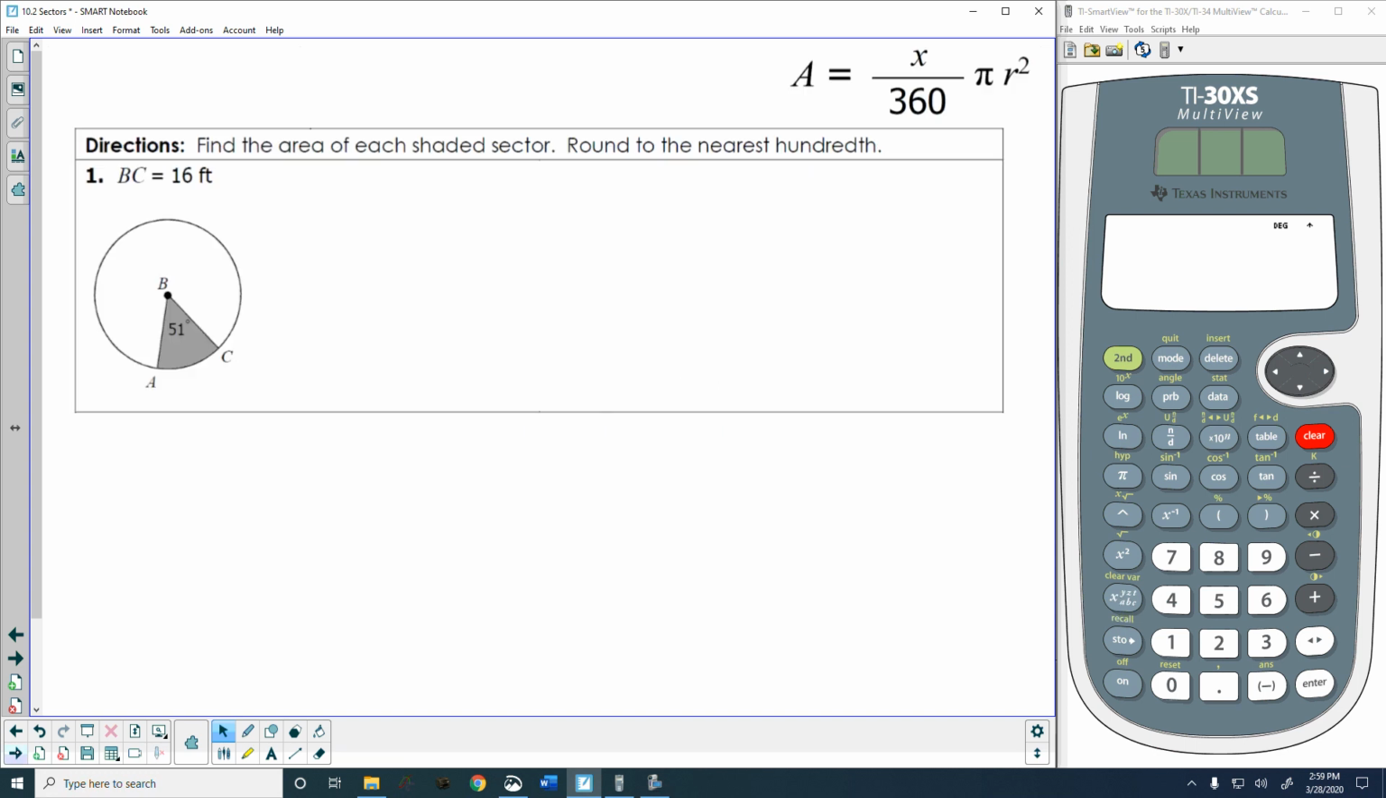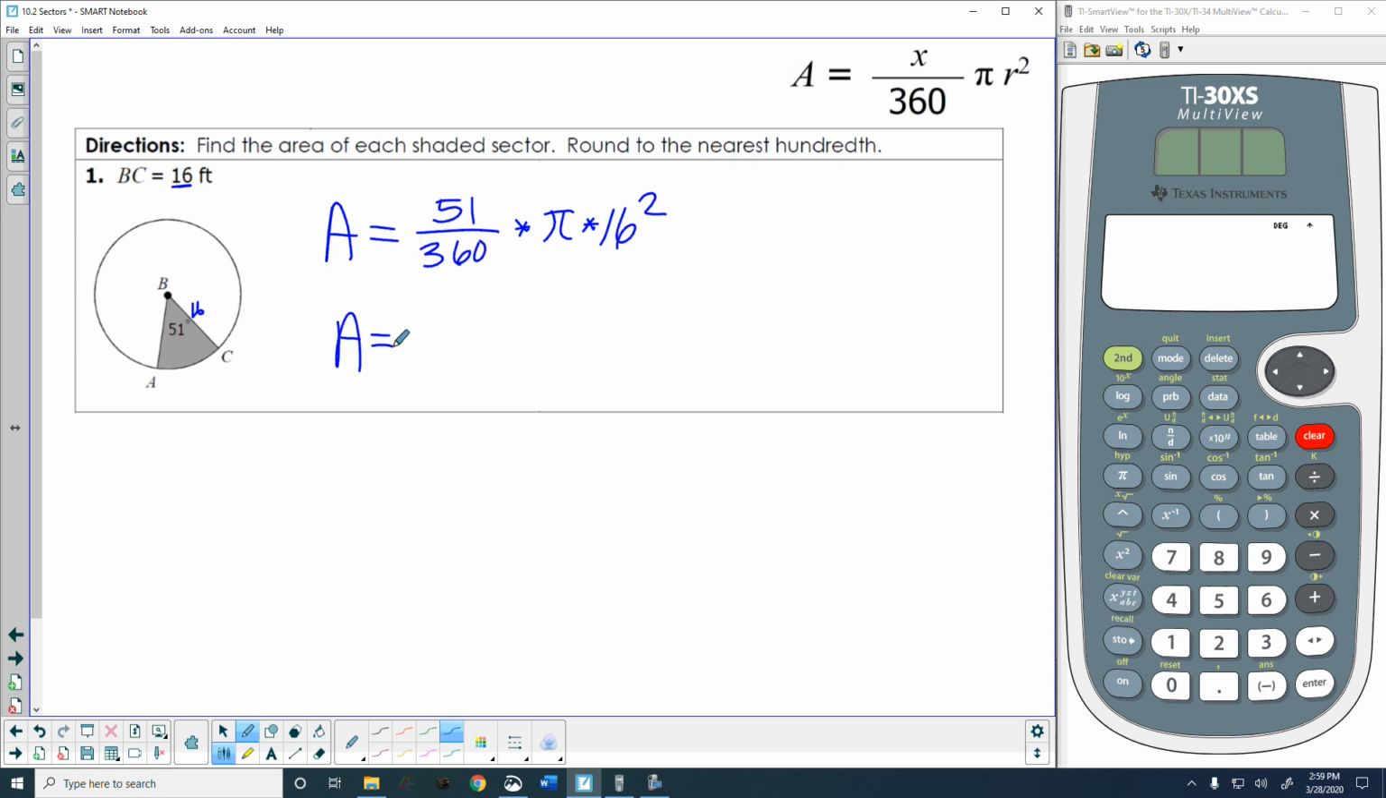Theta haters. All right, so here's our first example. We've got a circle. That central angle is 51 degrees, and we want to find the area of this sector. So the area is 51 over 360, and we're going to multiply that by pi times the radius, which is 16 squared.